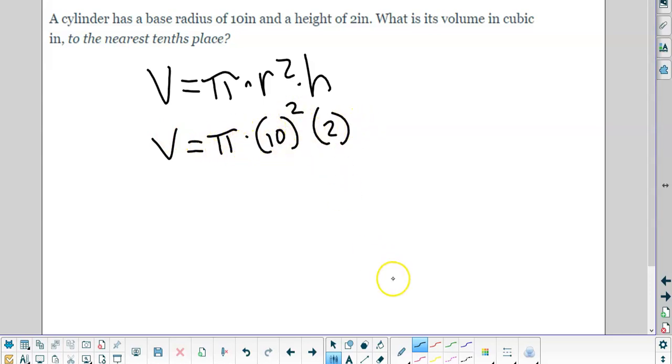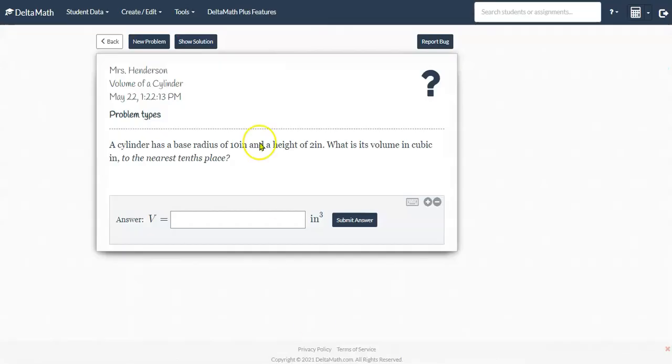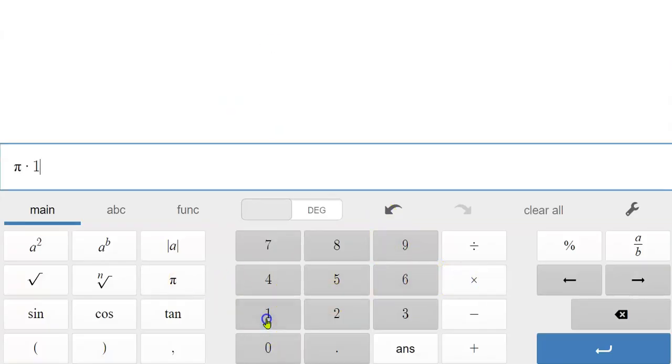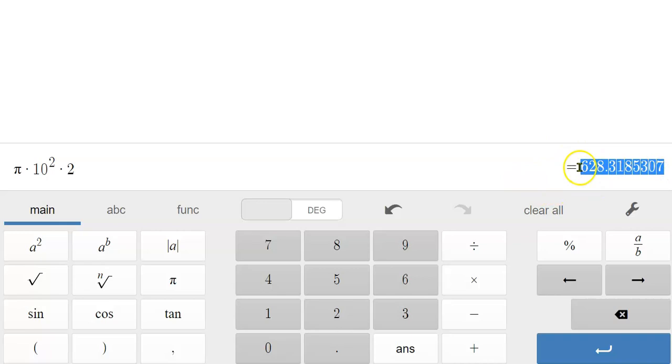So that's all you need to type in your calculator. Pi times 10 squared times 2. So let's give that a try. Let's use the Desmos calculator. So pi times 10 squared times 2. Now notice I get this really long answer, okay? The question says to round to nearest tenths place, so that's where we're going to stop. Everything before this number is going to be part of your answer. Everything after this number has to be left off.